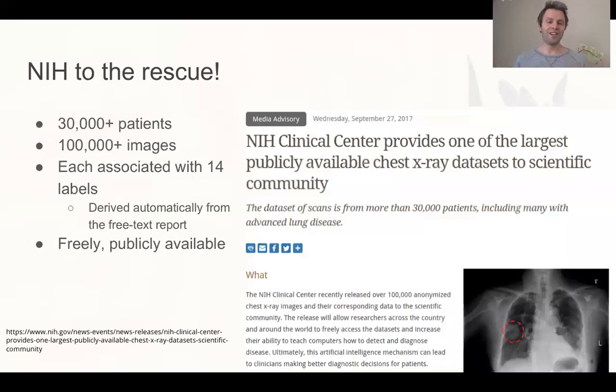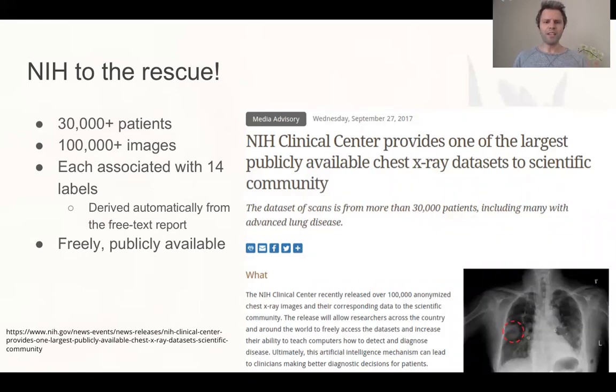So happily, a few years ago, the NIH came to the rescue. There actually used to be only 4,000, 5,000 chest X-ray images publicly available for machine learning. And then the NIH came along and they released a data set of over 100,000 images. Lots of excitement here because now you're talking about a large enough size that you can use some of these very fancy automated feature extractors that we call deep neural networks.